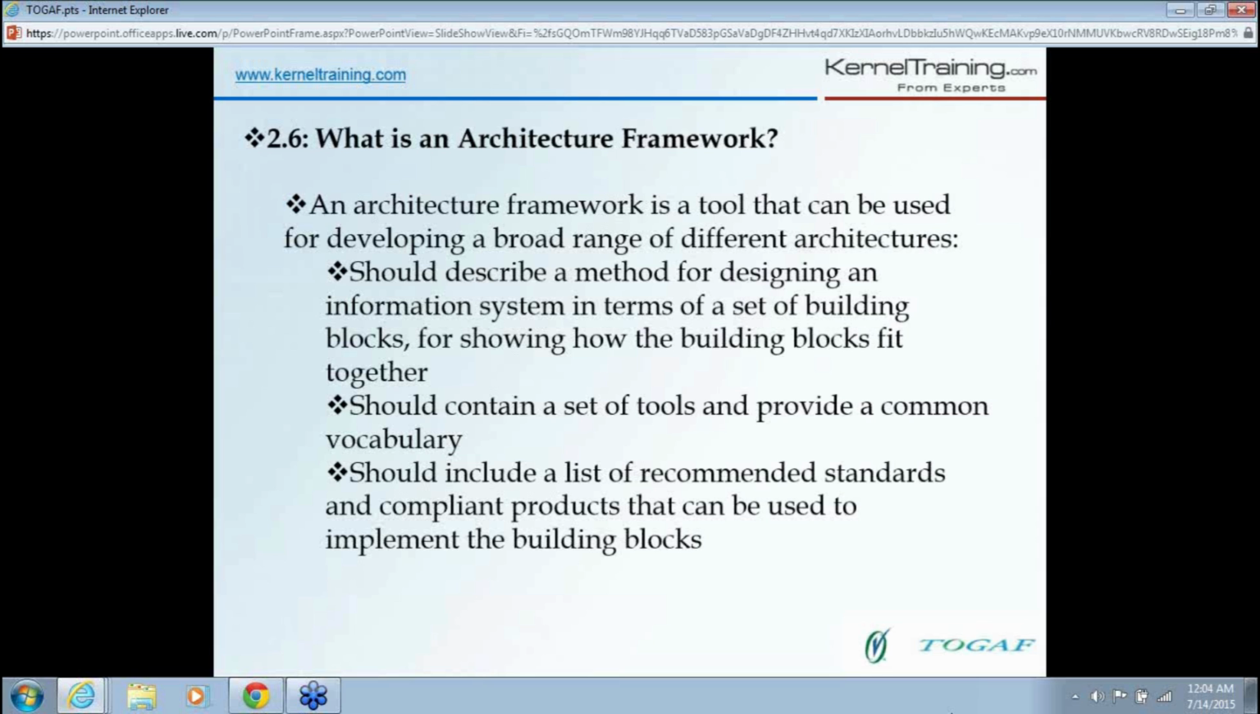What is an architecture framework? An architecture framework is a tool that can be used for developing a broad range of different architectures. So basically TOGAF is an architecture framework. It gives you various steps or various phases of achieving your target with different architecture workflows.